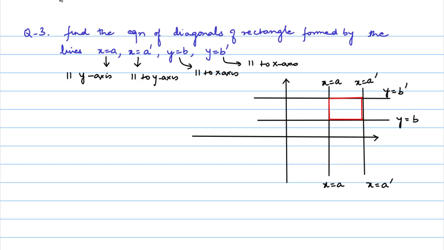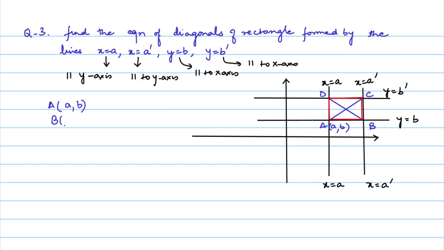Now if this is the rectangle, we are interested in finding out the equation of its diagonals. These equations we want to know. So assume the vertices to be A, B, C and D. Now what is the vertex A? Now A lies on x is equal to a. All the points lying on this line will have the x coordinate as a. And it is lying on y is equal to b also. All the points on this line will have the y coordinate as what? b. Therefore coordinates of A are (a, b).